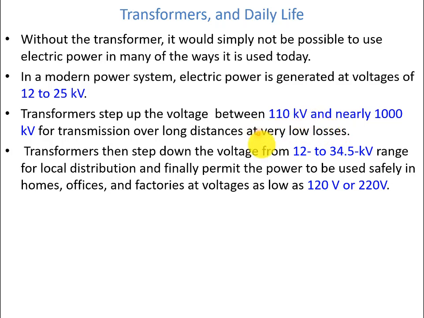And we know that low losses are because we have reduced the current in the conductors. Transformers then step down the voltage to the 12 to 34.5 kilovolt range for local distribution and finally permit the power to be used safely in homes, offices and factories at voltages as low as 120 volt or 220 volt.